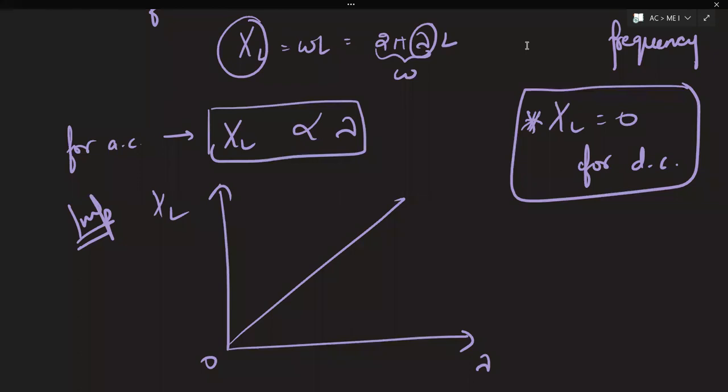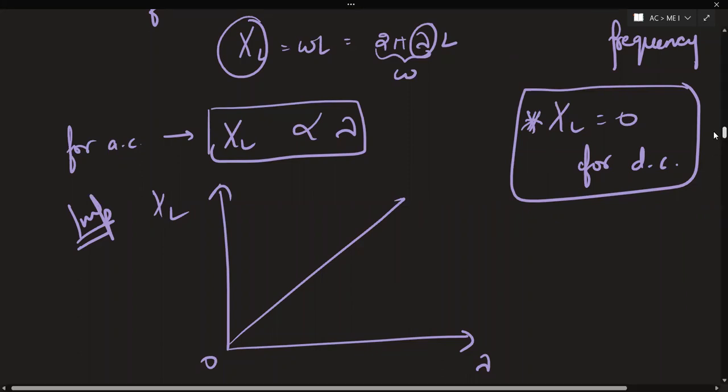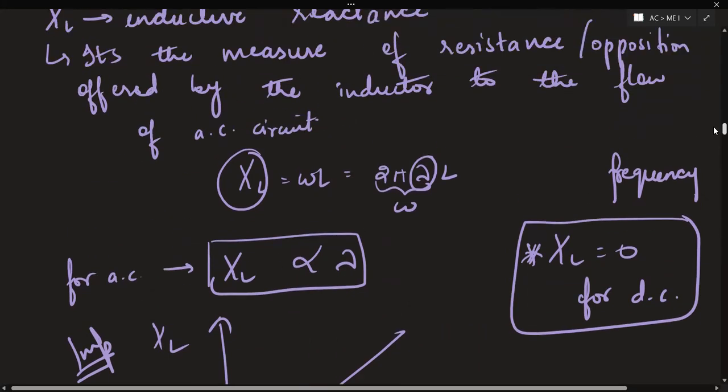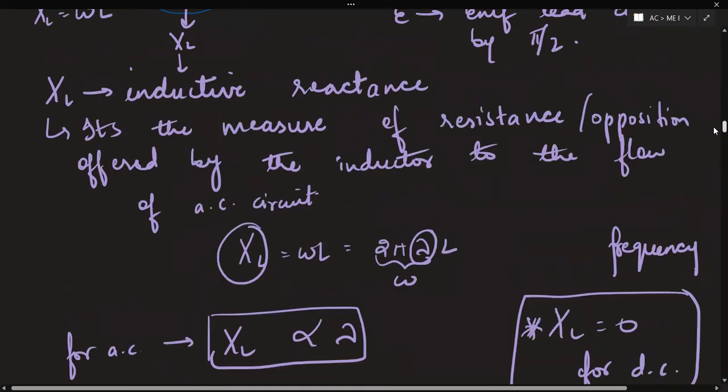Yes, Aman, say. Sorry, can you just explain that XL again? What is it? Which is XL? Okay, see, XL is inductive reactance. This name is inductive reactance. It means just the resistance, that is the opposition that occurs in the flow of current that is present.